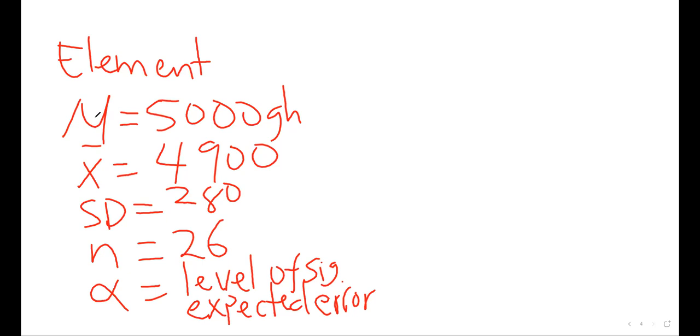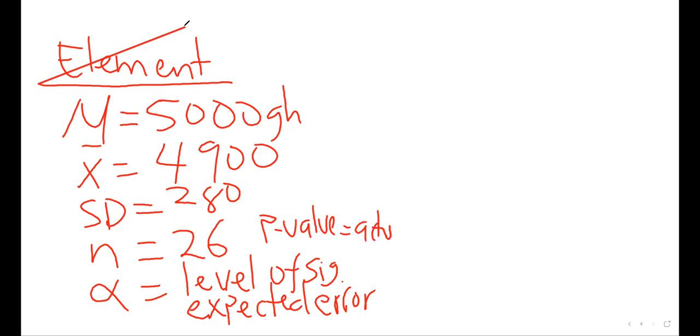However, the level of mistake you are allowed to make is not the same as the mistake you actually make. It's not the same, because the mistake you actually make is what is known as the P value. The mistake you actually make is called the P value. The P value is the actual error.